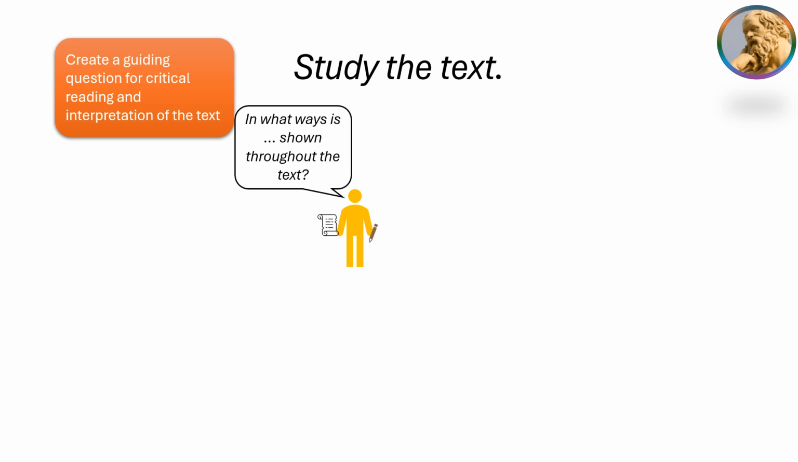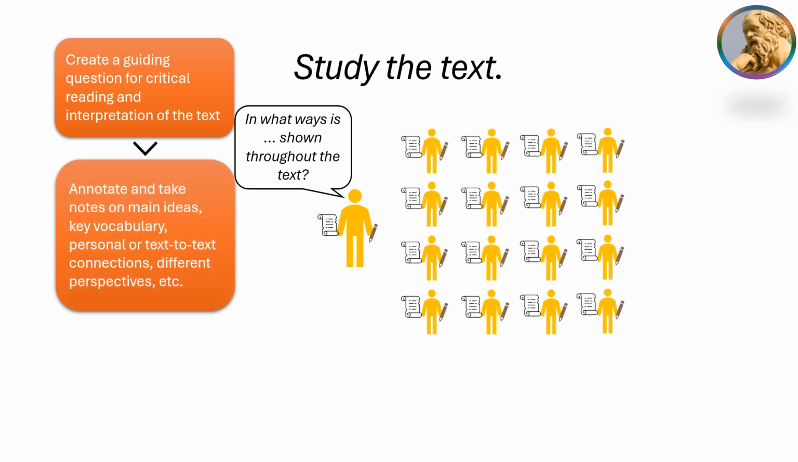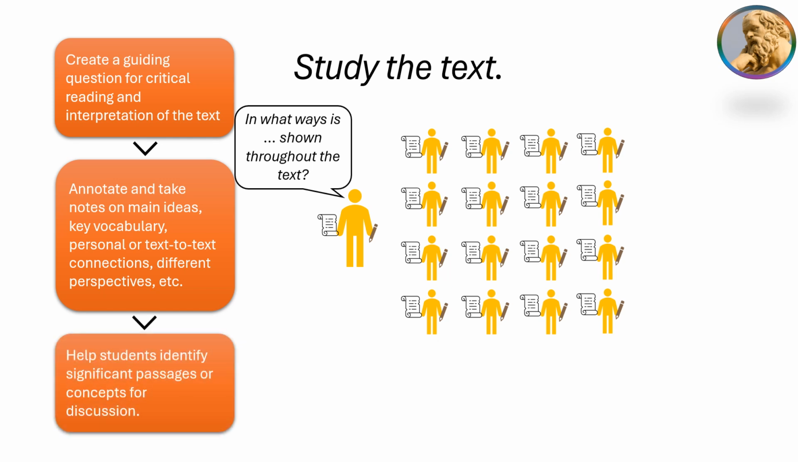Step one is to have students study the text, and to do this, you'll just follow the same steps that you'd use in guiding students through the critical reading process for any complex text. First, create a guiding question for critical reading and interpretation of the text. Next, have students annotate and take notes on main ideas, key vocabulary, personal or text-to-text connections, different perspectives, or whatever else makes sense for your instructional focus. Finally, help students identify significant passages or concepts for discussion.